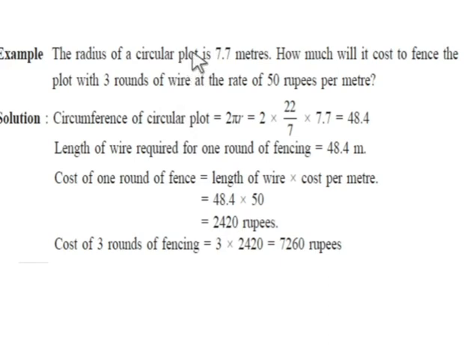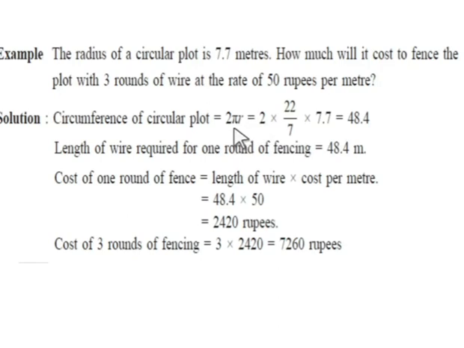So children, first of all you have to plan the steps in your mind and then you will start solving the example. So first, what is given? Radius of the circular plot is given. So that we will write the given part. Now as the radius is given, we will use the formula circumference of a circular plot is equal to 2 pi r. Now here radius is given, so we will put the value of radius.